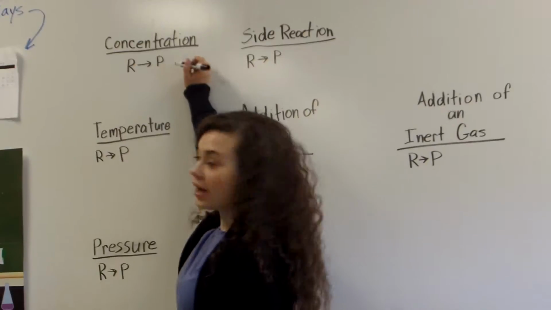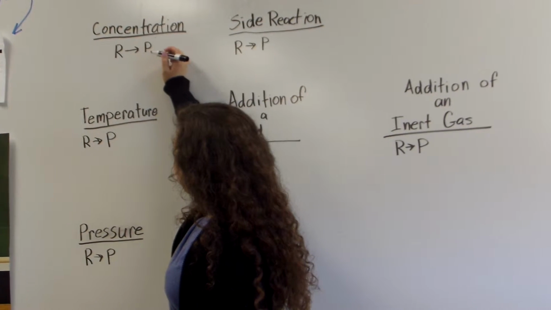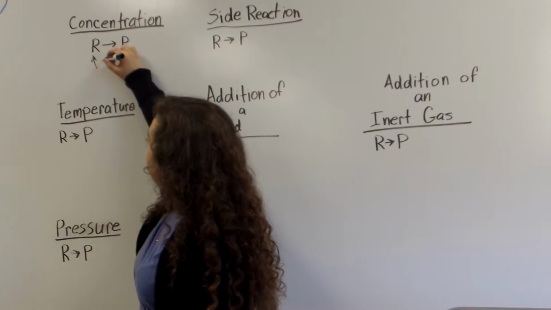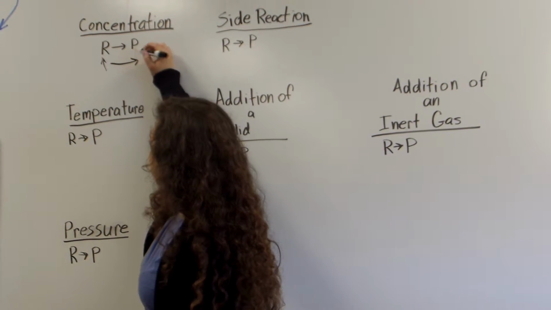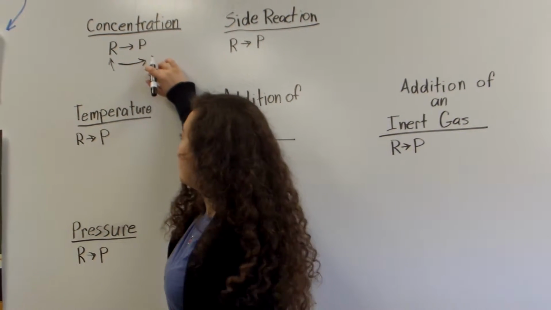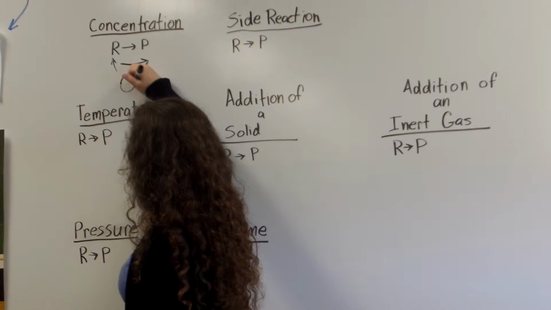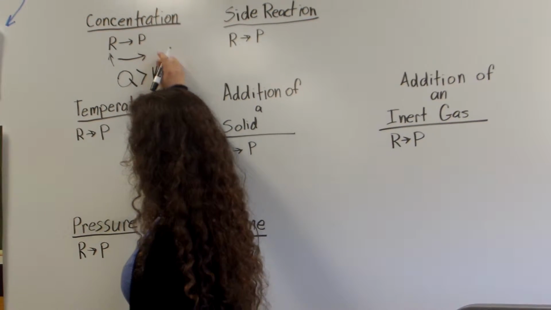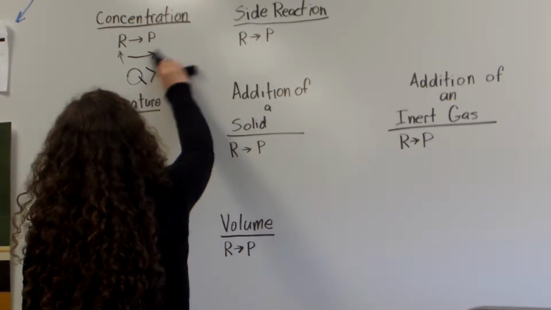So, for concentration, if the concentration of the reactants increases, then the reaction will need to shift toward the product to be back at equilibrium. So Q will be greater than K. Wait a minute, I think that's wrong.